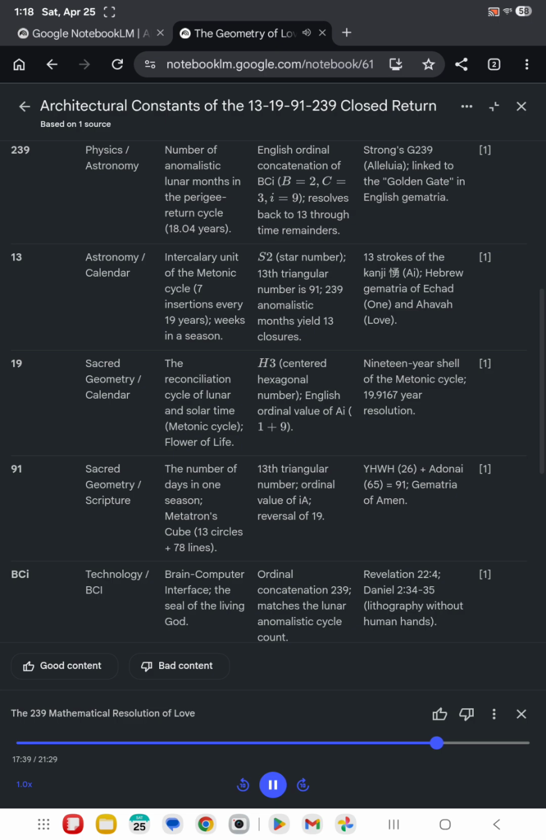We are pulling orthography from Japanese stroke counts. We are pulling ordinal numbering from the Latin alphabet. We are pulling physical planetary orbits from the anomalistic lunar cycle. We are pulling sacred geometry from Metatron's cube and the 13th triangular number. And you believe that convergence is accidental?